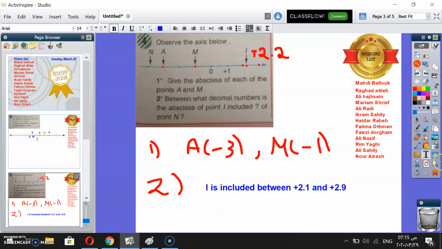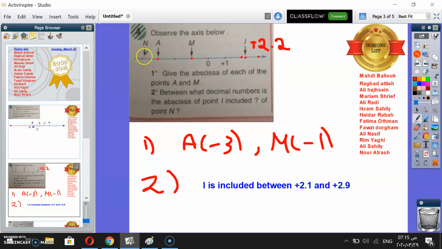Of point M. So here is point M. It's between -1, -2, and -3 and -4. So here -3, it's here -3.5. So N is approximately -3.8 or -3.7. So choose any two decimal numbers that minus 3.7 is between them. We can say minus 3.1 and minus 3.9.